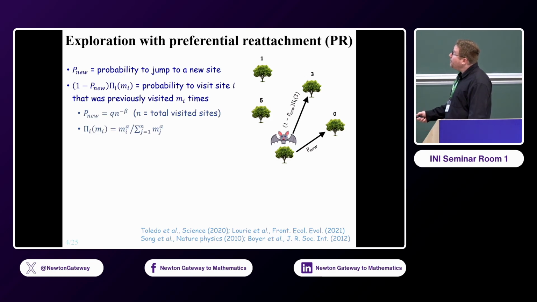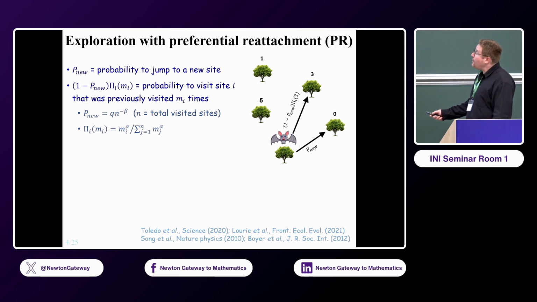We assume that the probability of visiting a new site decays with the number of sites. The more sites there are, the smaller the probability to visit a new site. It is a little bit similar to what Satya showed us yesterday with the random walk model, but in this case it is a unidirectional model, as I will show you. This probability decays as n grows, and β is some non-negative exponent.